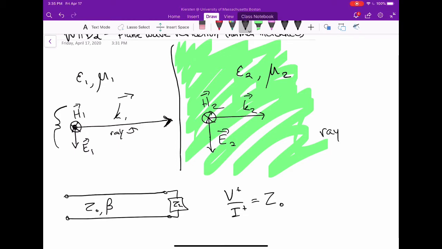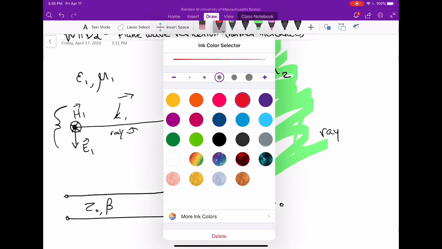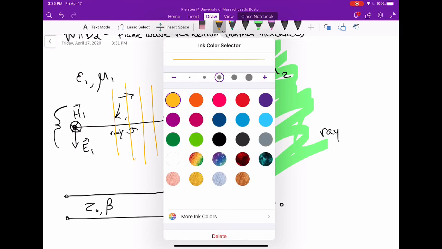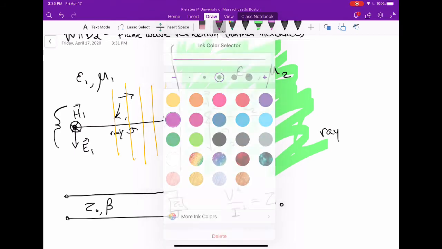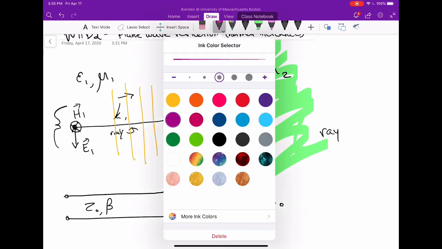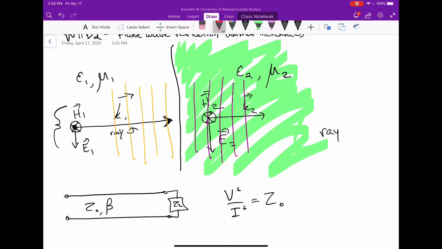We can also draw wave fronts. If we draw a wavefront representation of these waves, it'll look more like this, where we have the planar wave fronts of wave number 1 impinging on this boundary, and then on the right-hand side we'll have the planar wave fronts of the same plane wave in medium 2. I tend to prefer to draw things in the ray representation, but everybody's got their own way of doing it.